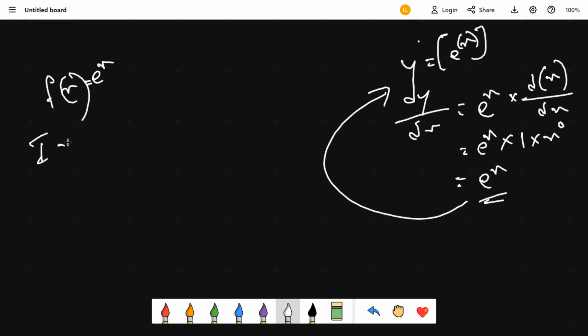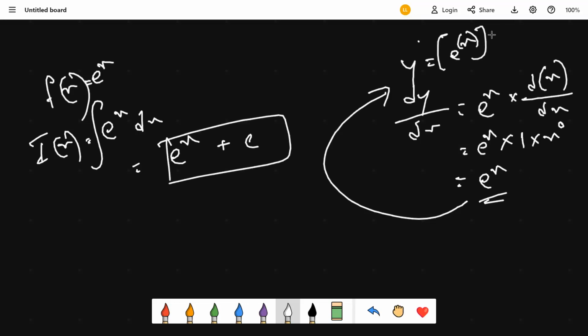So the integration of e to the power x with respect to dx gives us e to the power x, but there should be a constant added, because the same result is given if a constant, let's say 100, is added here. The differentiation of 100, or any constant, is 0, because there is an imaginary x to the power 0 there. Okay, so that's basically it.